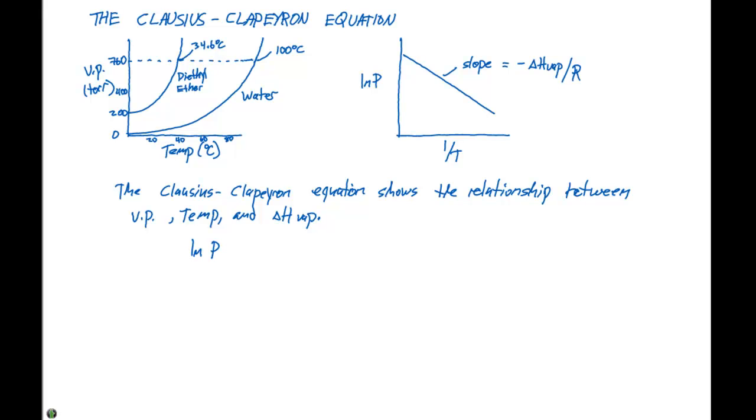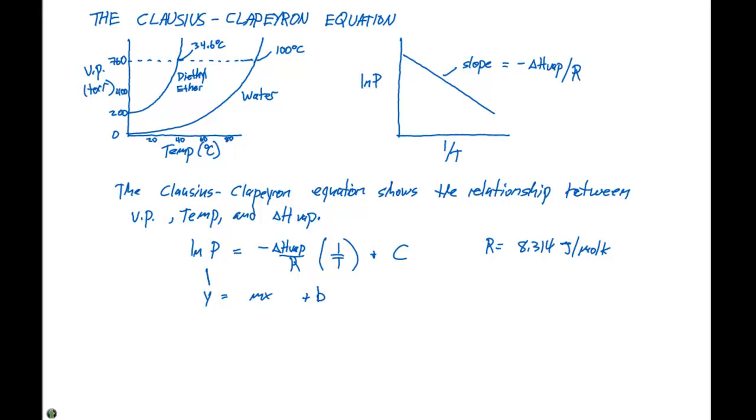Basically, they showed that the natural log of the pressure is going to equal negative delta H of vaporization divided by R times 1 over T plus some constant C. And here R is going to equal 8.314 joules per mole Kelvin. This is a different value of R than we've been using before, but we can convert the units and we find that they're the same number. Typically delta H of vaporization is represented in kilojoules per mole, so this is a more convenient way to represent R.